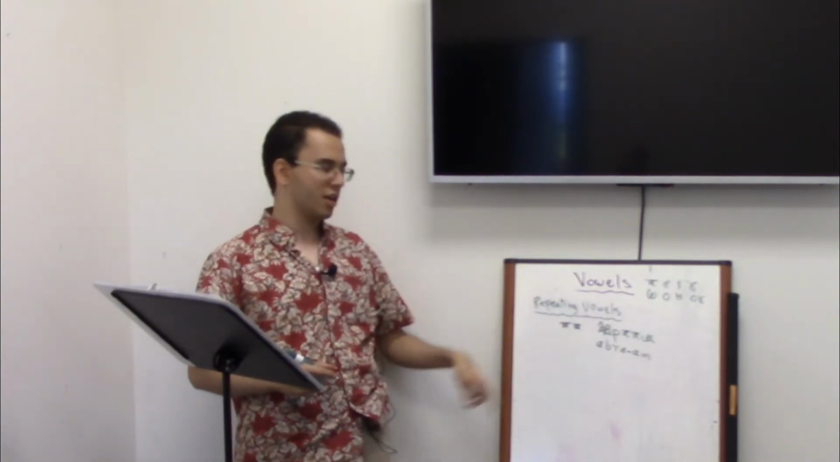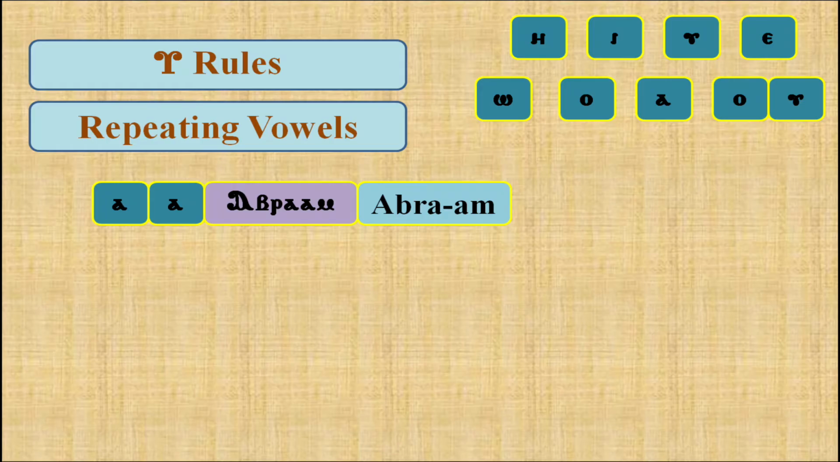In Coptic, it's like a little Abraham. This is because of the repeating vowel rule. And this is for all vowels. You cut between the 2 vowels. You make like a stop, a small stop.